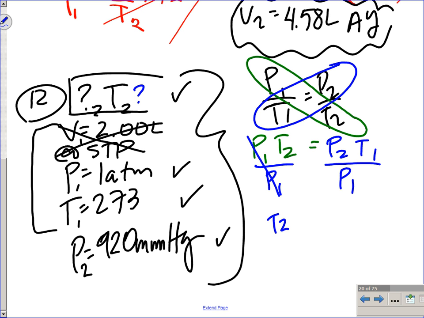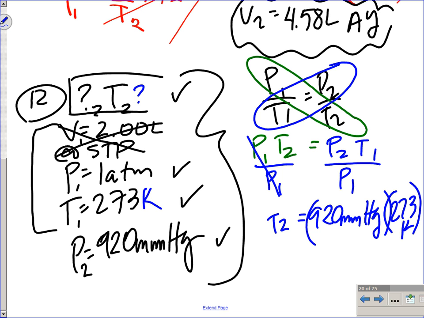T2 is equal to P2 times T1 over P1. So what's my P2? 920 millimeters of mercury, right? Okay. What's my T1? Oh, for some reason I'm not writing K there. Okay. 273 Kelvin. All right. What's my P1? Right, so I already see some people's wheels turning. They're saying atmospheres here, but millimeters of mercury here. Those units will not cancel. So I have to choose one.